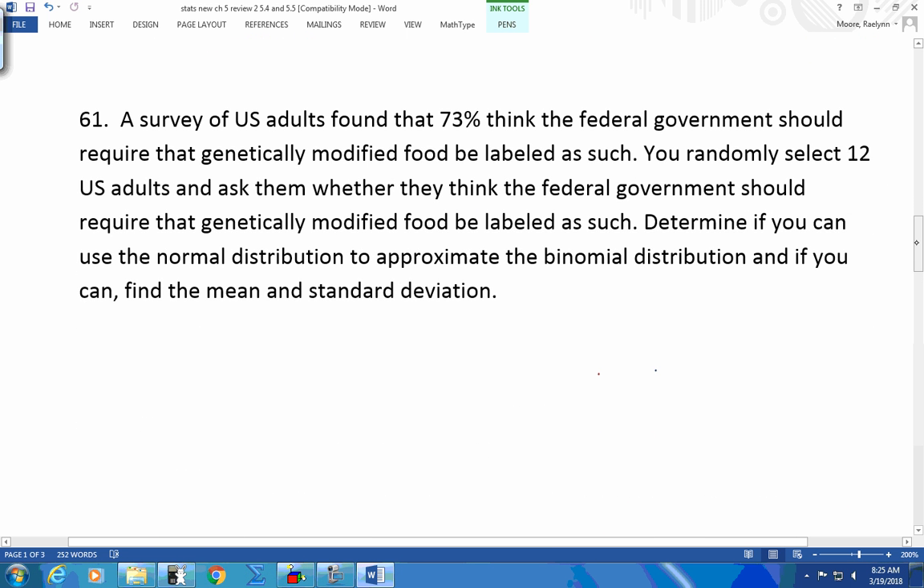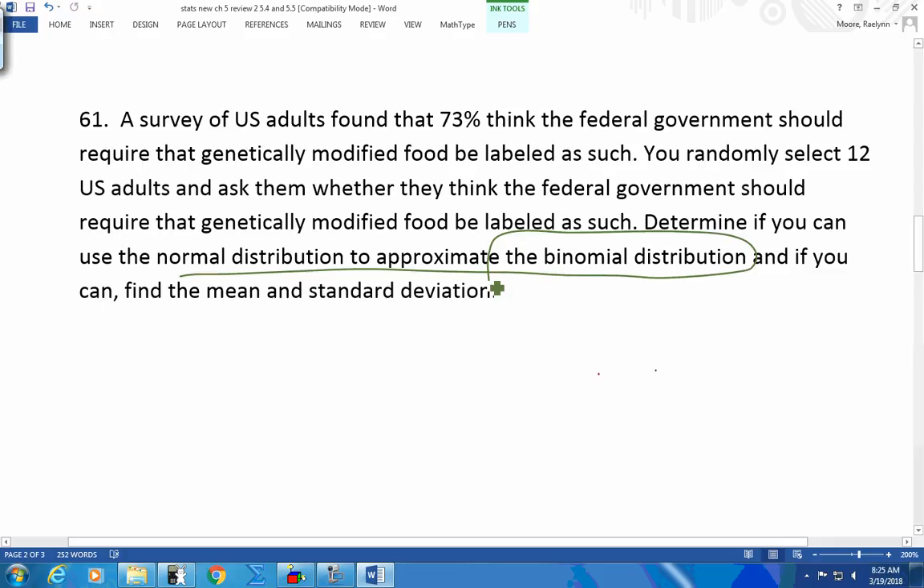Okay, now, this is how do I know that I just switched? Because I read this problem. A survey of U.S. adults found that 73% think the federal government should require genetically modified food to be labeled as such. You randomly select 12 adults and you ask them whether they think the federal government should require genetically modified. Determine if you can use a normal distribution to approximate a binomial distribution.